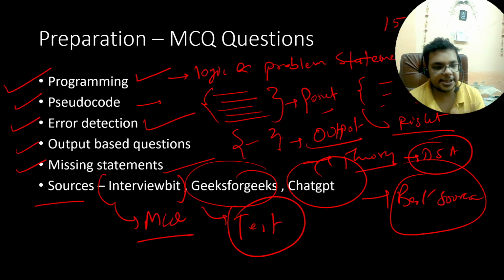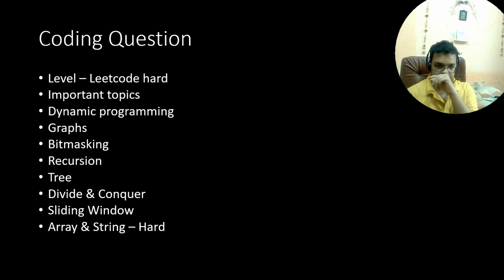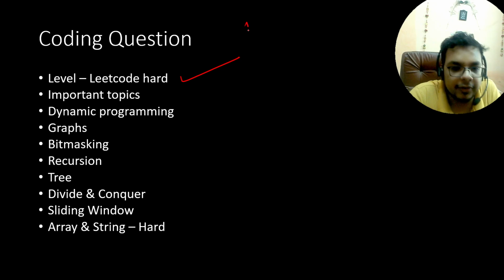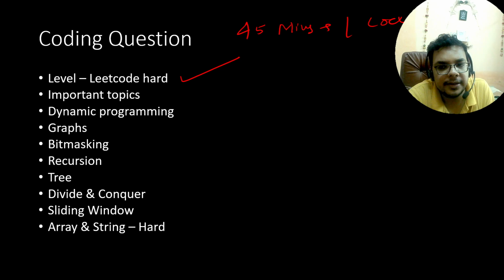Okay. So ChatGPT you can use, definitely a great source for the preparation. So these things you can do. Now talking about the coding question. The coding question level could be LeetCode hard, because there will be 45 minutes. In the 45 minutes, there will be only one coding question. So I'm assuming the coding question level can be hard.